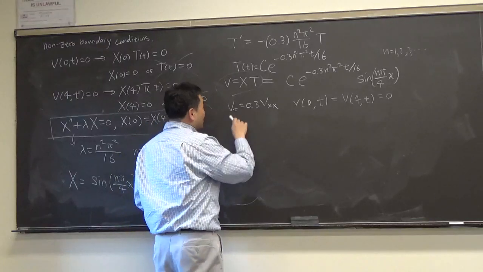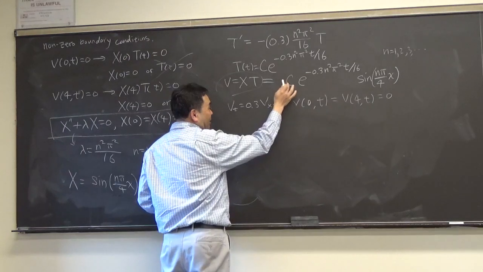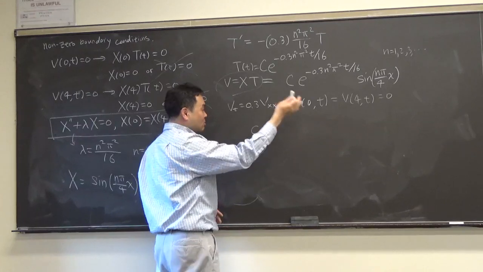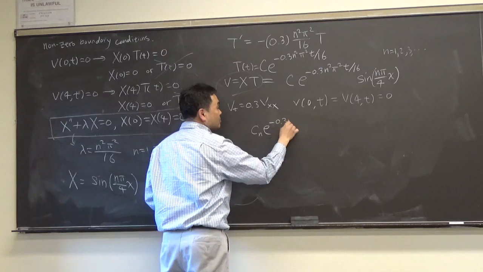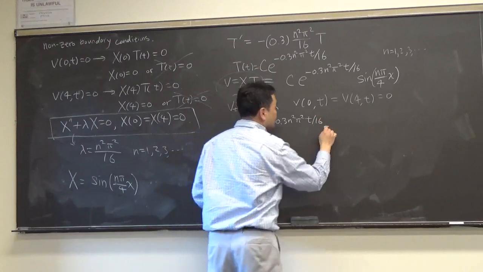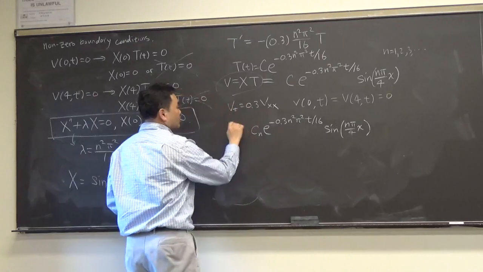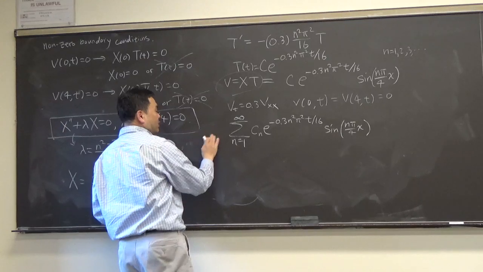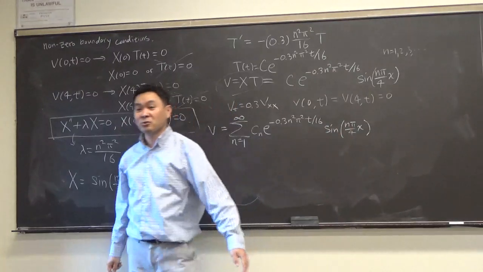So what we can do is replace, so C could be different for each n value. So C1 could be different from C2 and C3. So replace C by Cn. And you add them up from 1 through infinity, and then you call that your V. That's still going to satisfy the heat equation and the two boundary conditions.